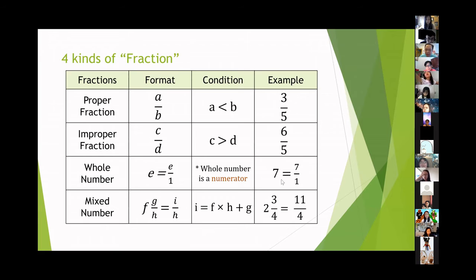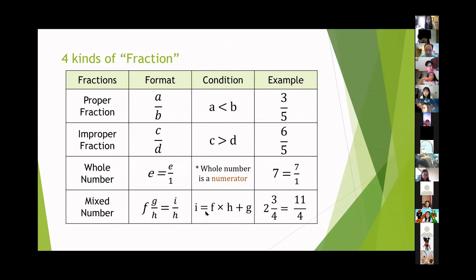Now, why are we going to show that? Because it will make the calculation a little bit easier. I'll show you this later. Now, how about a mixed number? A mixed number is this: F and G over H. This is the mixed number, and if we are going to do the calculation, multiplication of fractions, we are going to convert the mixed number to an improper fraction first.